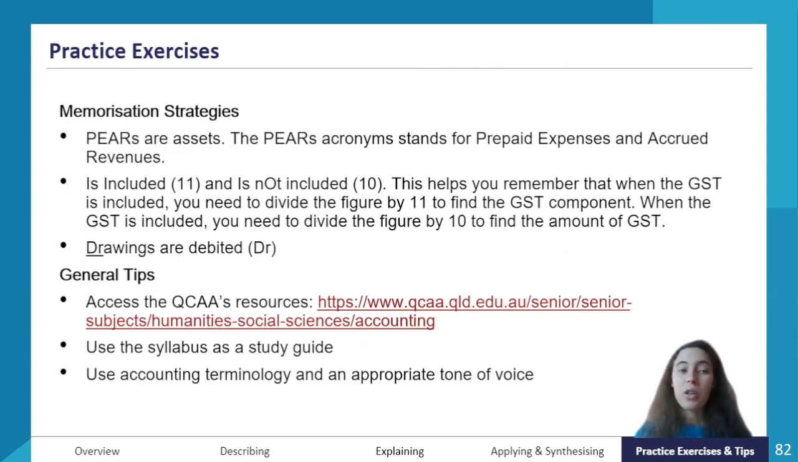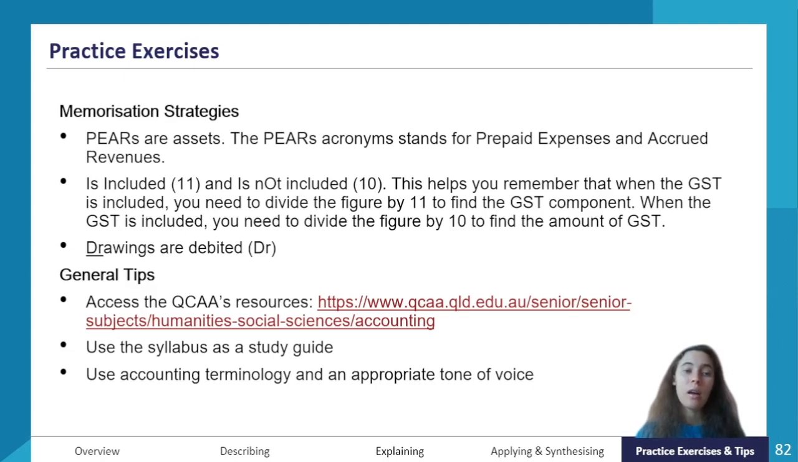And this is what I mentioned earlier, some memorization strategies. PAIRS are assets, where PAIRS stands for prepaid expenses and accrued revenues. And that means the other two big ones that you'll be looking at, accrued expenses and unearned revenues, are liabilities.